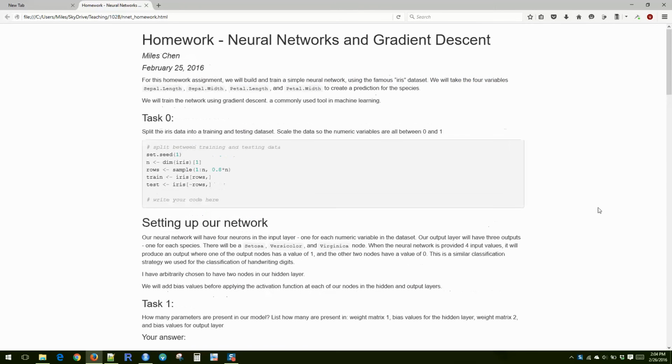Basically, I'm going to have you build up a neural network and apply gradient descent to train it. We're going to use the classic iris data set. You're going to take those 4 numeric variables, the sepal length and width and petal length and width, and try to predict which species it is. There's Setosa, versicolor and virginica or something like that. I don't know how to pronounce these species, but that's what we got.